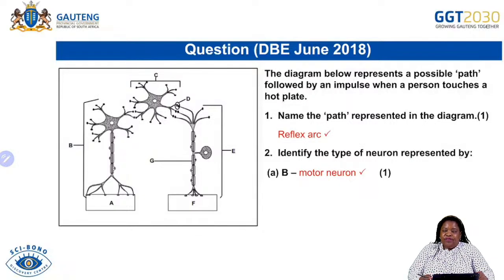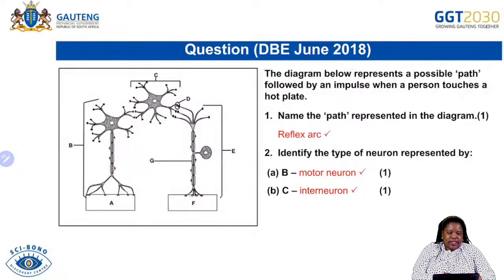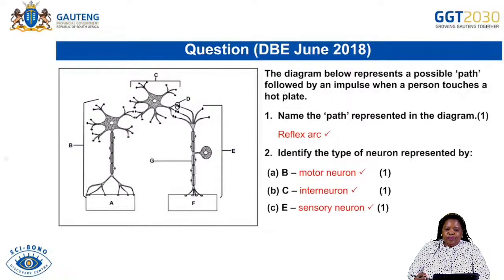And then identify the type of neuron represented by C. Where is C? This is C. It is an interneuron, basically because it is connecting neuron B and neuron E. This is an interneuron for 1 mark. Okay, E, let's look at E. Where is our E? Okay, this is E. E is a sensory neuron. You can see the cell body is nearly in the middle of the axon.